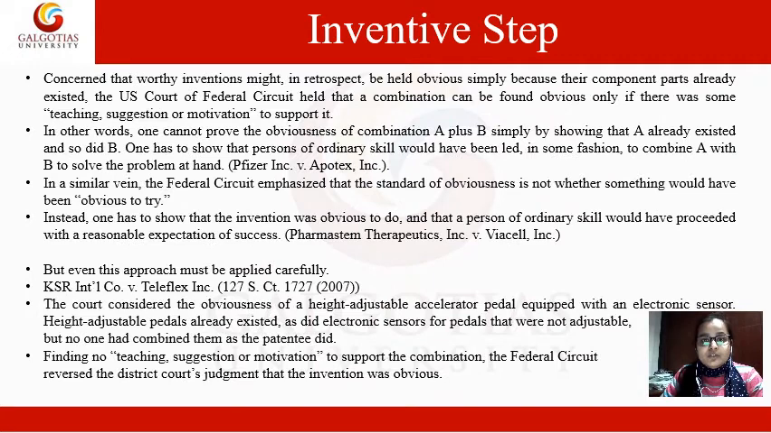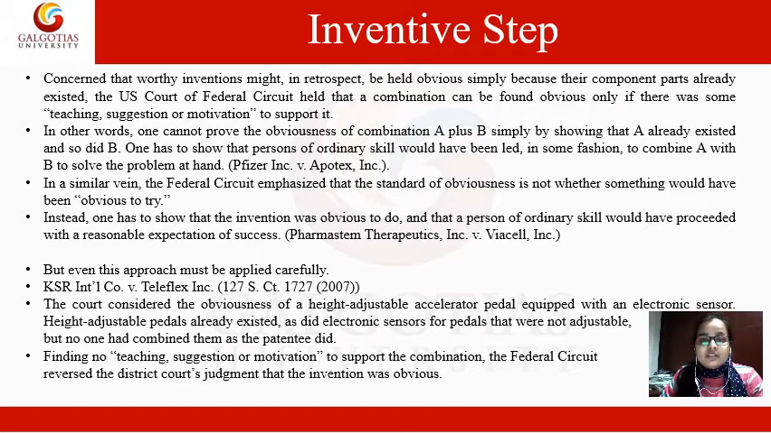So moving forward, when you try to understand the invention, you might be surprised to know that because the component parts already exist in the past, your invention will not be patentable. So one cannot prove the obviousness of the combination of A, B or C by showing that A had already existed, and so B and so C, and you're combining each of them.